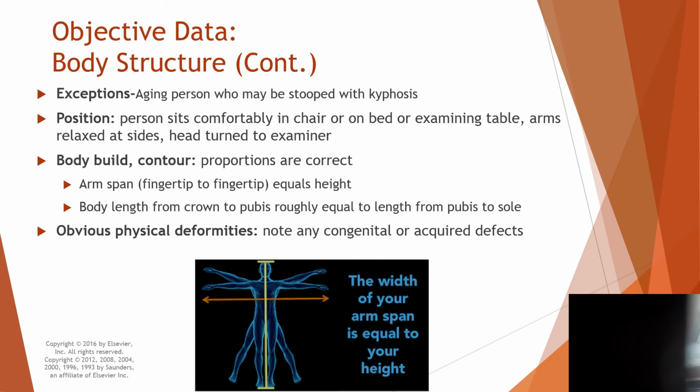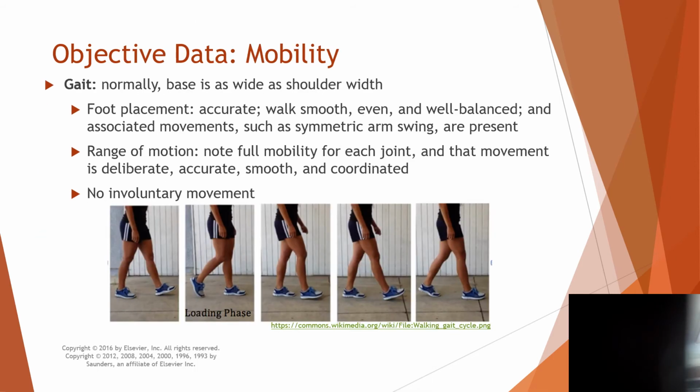Position, the person sits comfortably in chair or on bed or examining table. Arms relaxed at sides, head turned to examiner. Body build, contour, proportions are correct. Arm span, fingertip to fingertip equals height. Body length from crown to pubis roughly equal to length from pubis to sole. Obvious physical deformities. Note any congenital or acquired defects.